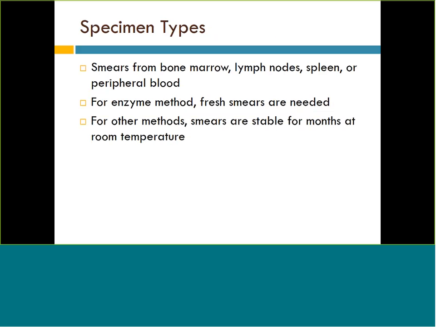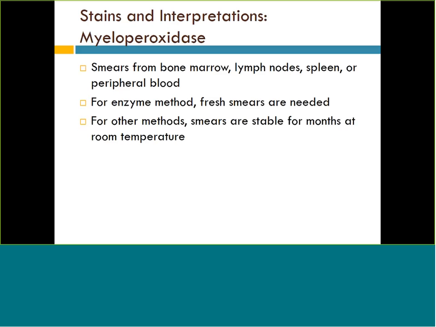So as far as specimen types that we can use for staining, anything would really work here. That's listed: bone marrow, lymph nodes, sampled, peripheral blood. Fresh smears are usually best, but we could use smears that have been kept at room temp for a few months for certain methods. If it's anything looking for an enzyme, that really wouldn't work.